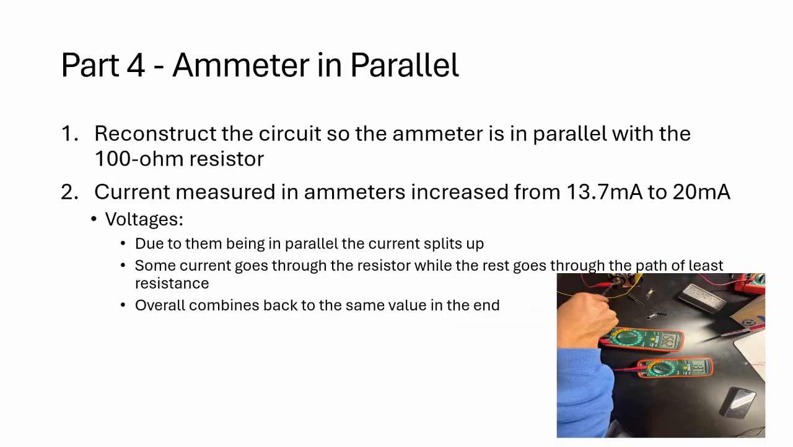Part 4, we have the ammeter in parallel. You reconstruct the circuit so the ammeter is in parallel with the 100 ohm resistor. The current measured in the ammeters increased from 13.1 milliamps to 20 milliamps. The voltages are different due to them being in parallel, so the current splits up. Some of the current goes to the resistor while the rest goes to the path of least resistance. This means that the path of least resistance is the ammeter. They both come back to the same value. And here in the bottom right, you can see the picture.